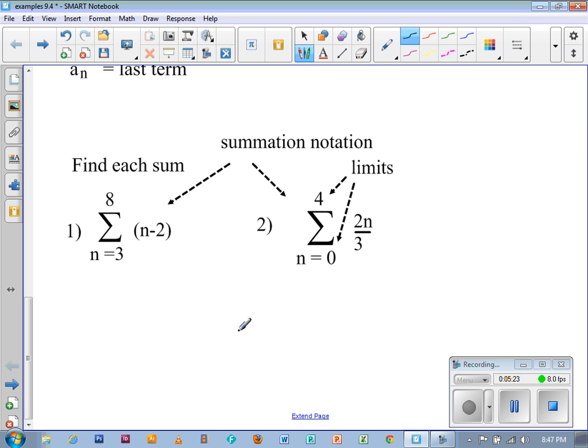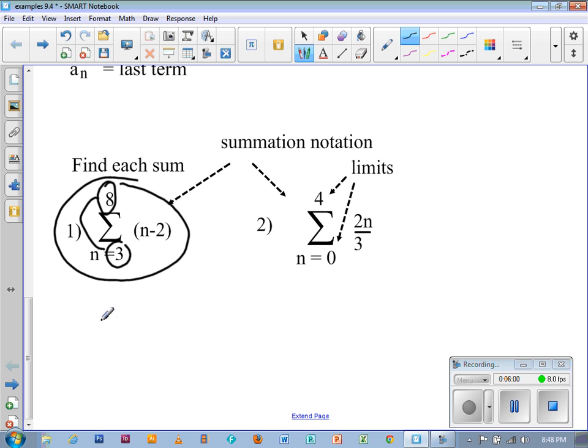And what they'll do with these types of problems is they'll simply give you limits. These are the terms that we're going to be working with. When it says n is equal to 3 to 8, that means we're working with terms 3 through 8. And then in number 2, the terms are from 0 to 4. Those are our limits. And with each of these, you can actually create a series of numbers.